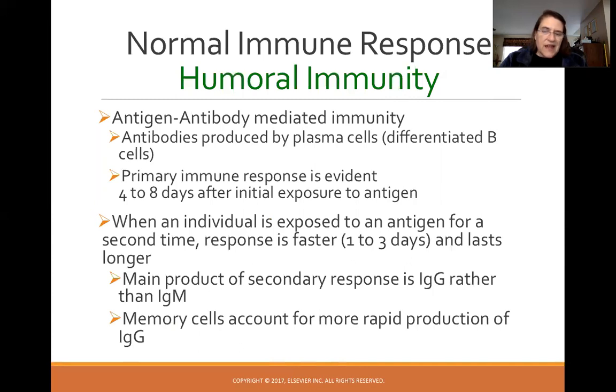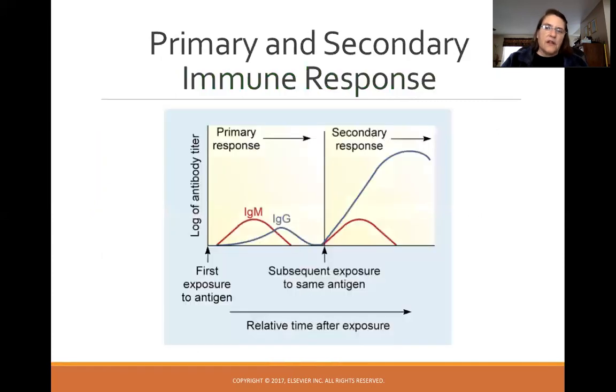The memory cells account for more rapid production of the IgG, and there's a nice little chart here, in your book, that depicts the primary response. On the primary response, the IgM kicks in first and starts fighting, and then the IgG, the memory cells, come in. Well, on the secondary response, the IgG says, hey, I recognize you, I know how to fight you, and it kicks in right away. That accounts for the quicker response.